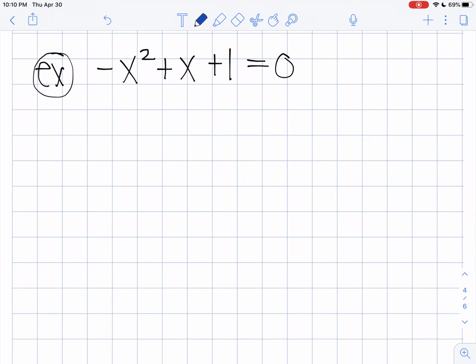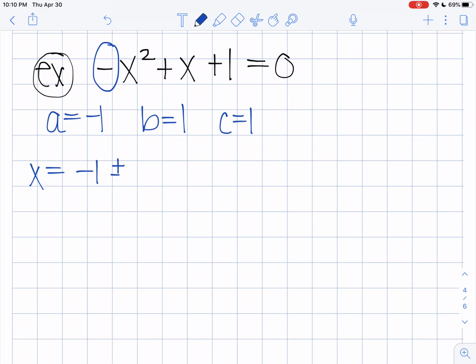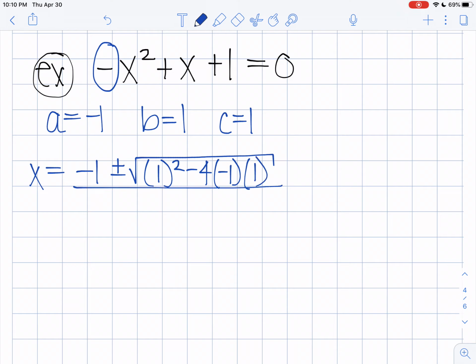Okay, I have to write out my a, my b, and my c value. So here my a value is equal to -1 because that's the number that's next to my x squared. My b value is equal to +1, and so is my c value. So I'm going to do my quadratic formula. x is equal to -b, so the opposite of b, -1, plus or minus the square root of b squared, which is 1 squared, minus 4 times a is -1 times c is +1, all divided by 2 times -1.